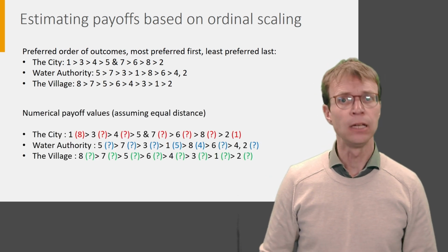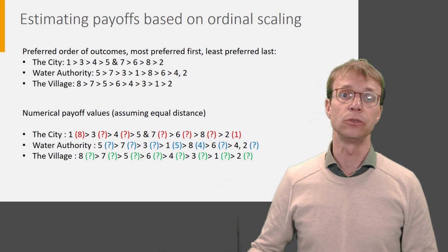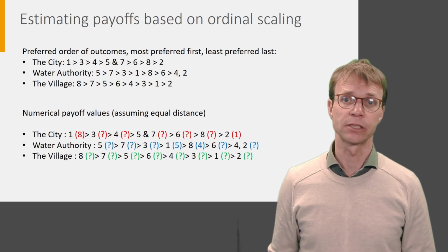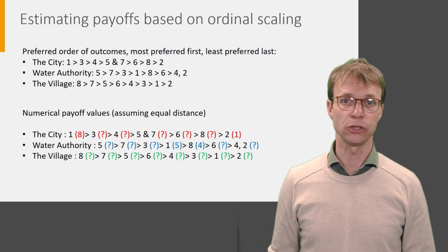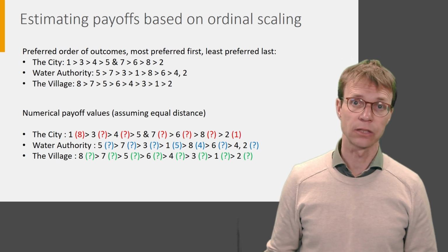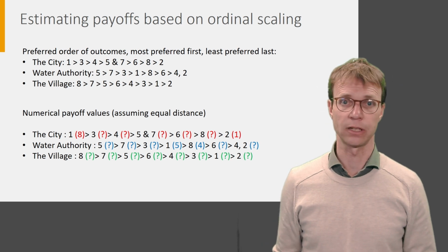For a game tree, we then need to transfer those ordinal preferences into numeric payoff values. This can be done in various ways. One way could be to assume an equal distance among outcomes and put them on an inverse scale from 8 for most valued to 1 for least valued.